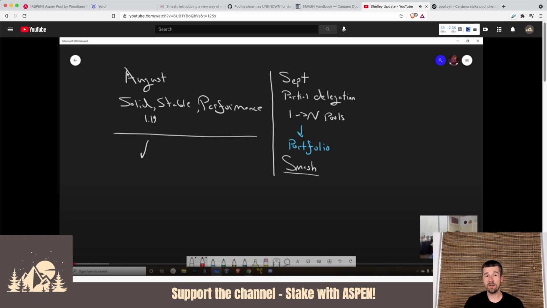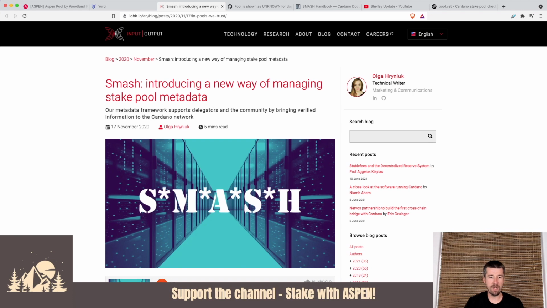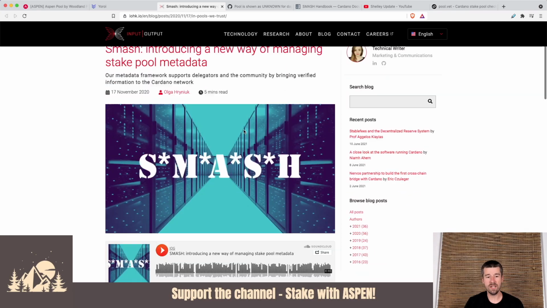So right there, he says it very straightforward. The notion of Smash is a server that will handle metadata for stake pools. He goes into some more detail here in terms of how Smash can evolve and how it can be used in the future, but at its core, it's just the linking of metadata of a stake pool and having it be distributed out from one of these Smash servers. After this video was published in September of last year, there was a blog put out by the IO team talking about Smash, introducing a new way of managing stake pool metadata. So let's take a look.